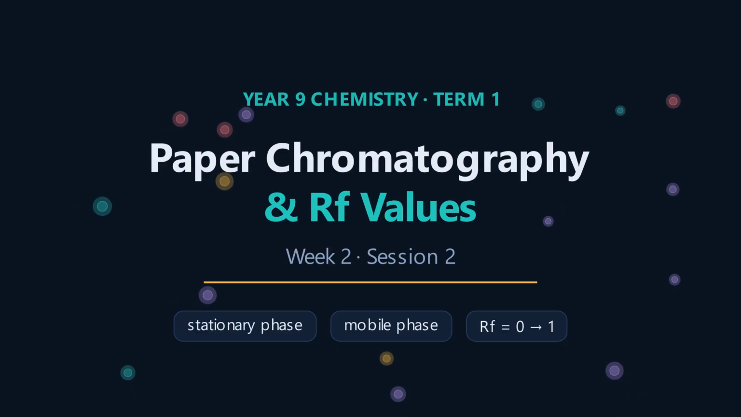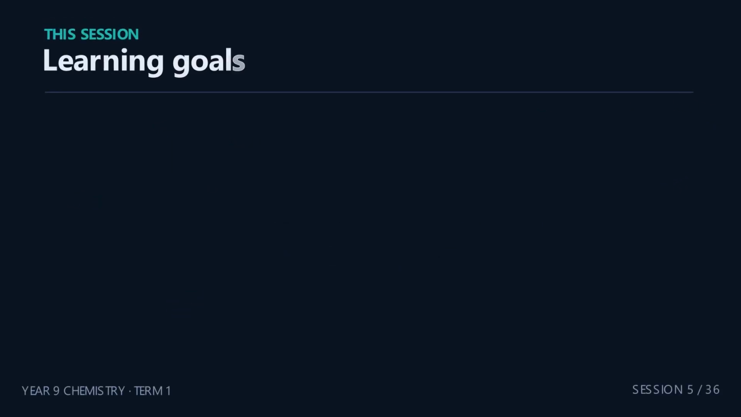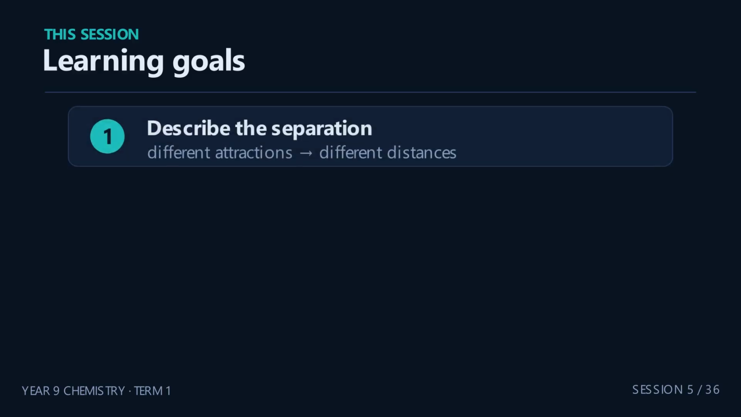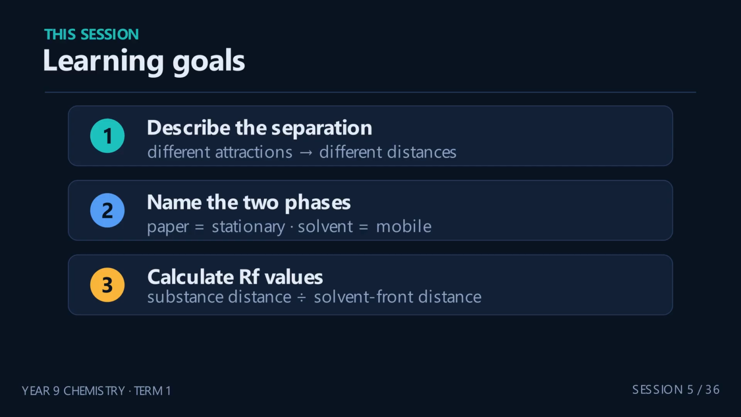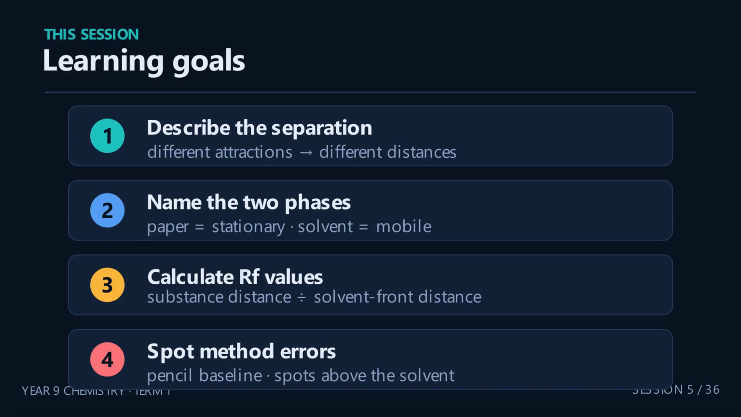Let's begin. Your 4 goals. First, describe how paper chromatography separates soluble substances. Second, explain the roles of the stationary and mobile phases. Third, calculate and interpret RF values. And fourth, spot the errors in a flawed chromatography method.